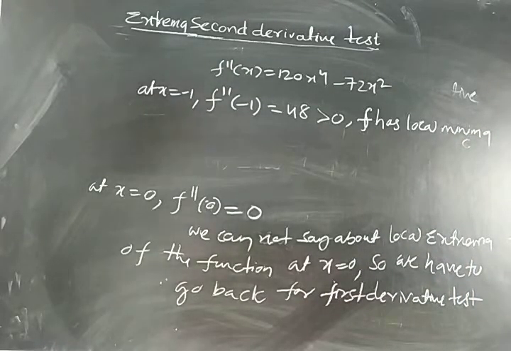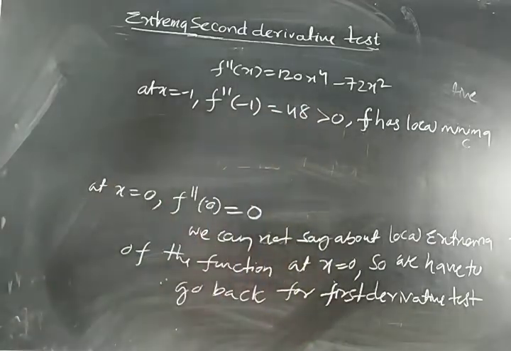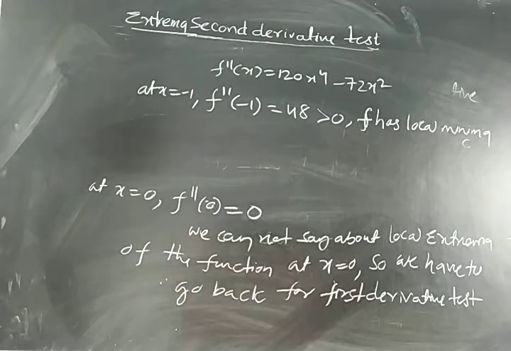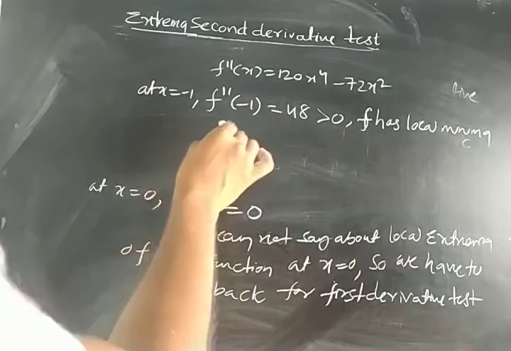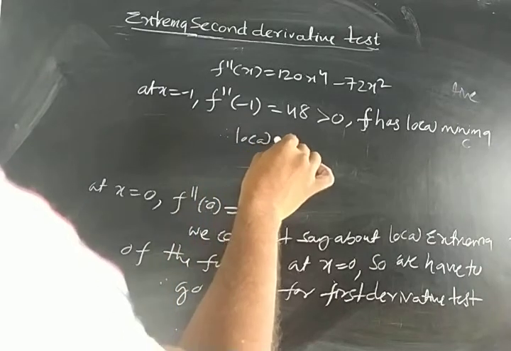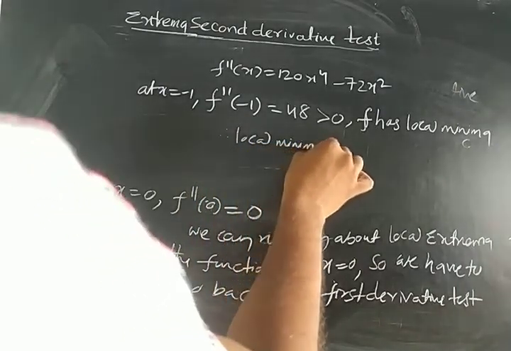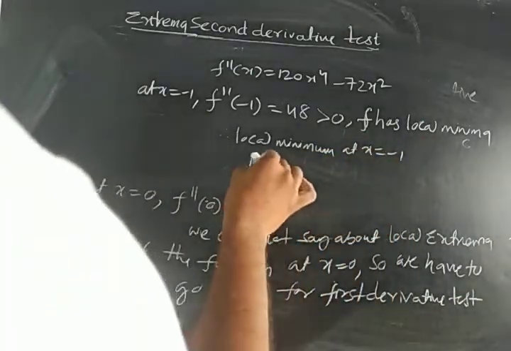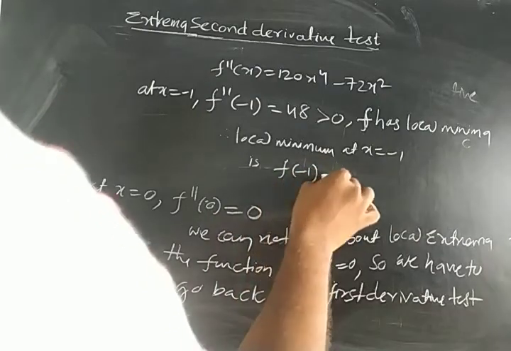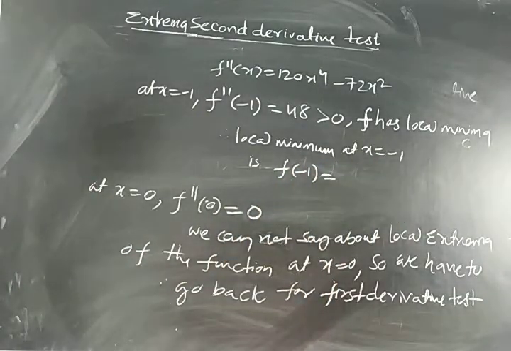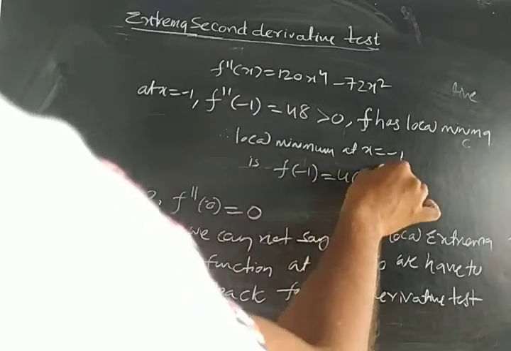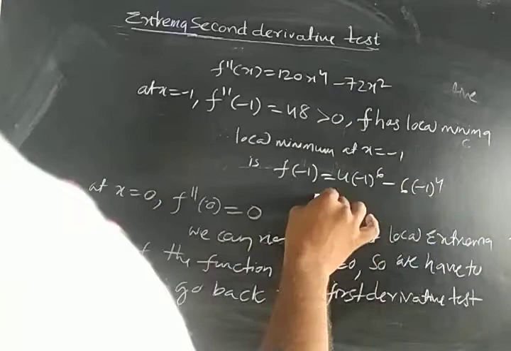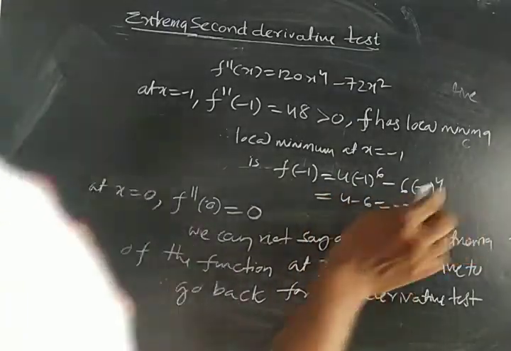Right? At x equal to -1, that point is a local minimum. So to find the local minimum value, we have to substitute in the function. Therefore, the local minimum at x equal to -1 is f of -1. The given function is 4x^6 - 6x^4, so 4(-1)^6 - 6(-1)^4, which is 4 - 6 = -2.